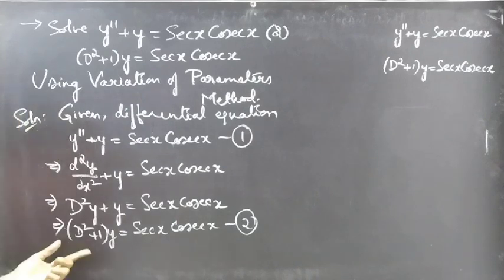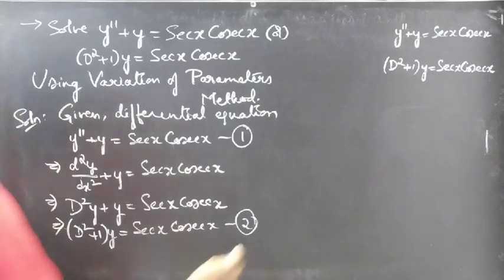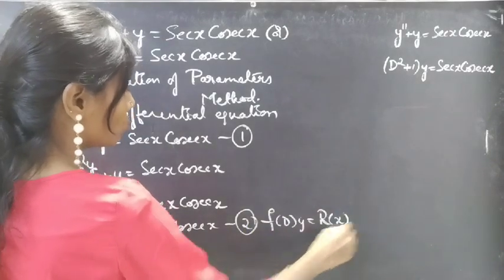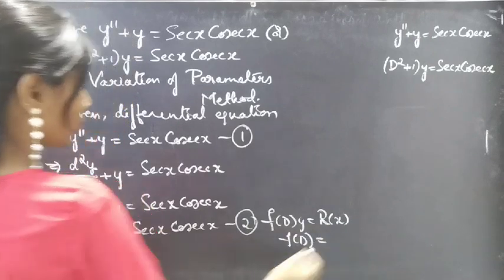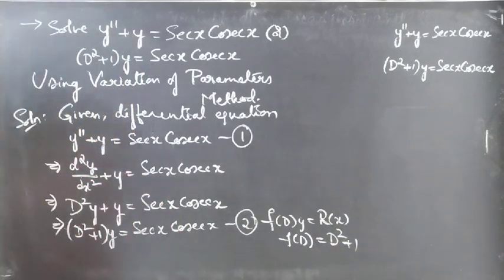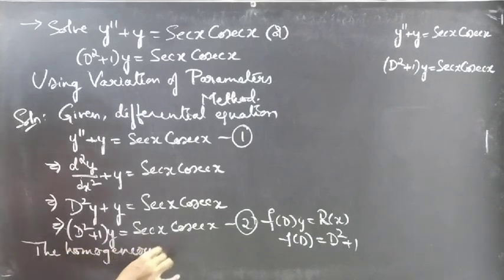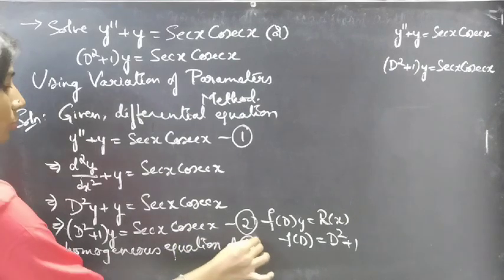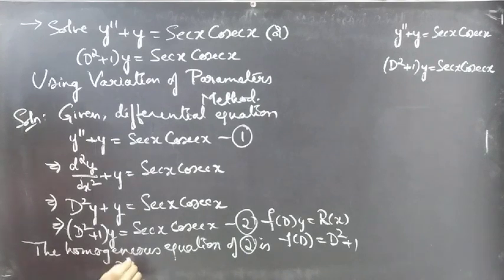So equation 1 in operator form is equation 2, right? Say f of D into y equal to some function of x, where f of D is D square plus 1. Let's now write the homogeneous equation of equation 2. The homogeneous equation of 2 is D square plus 1 into y equal to 0, considered as equation number 3.